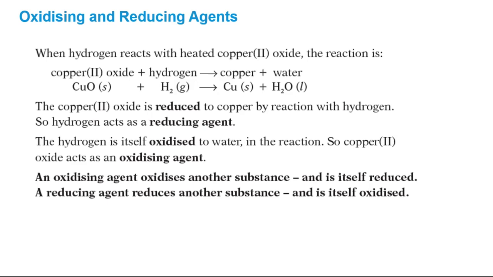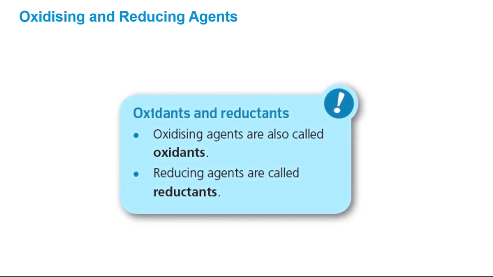Similarly, hydrogen is oxidized to water with the help of copper oxide. So copper oxide is an oxidizing agent. An oxidizing agent oxidizes another substance and is itself reduced. A reducing agent reduces another substance and is itself oxidized. Oxidants and reductants. Oxidizing agents are also called oxidants. Reducing agents are called reductants.